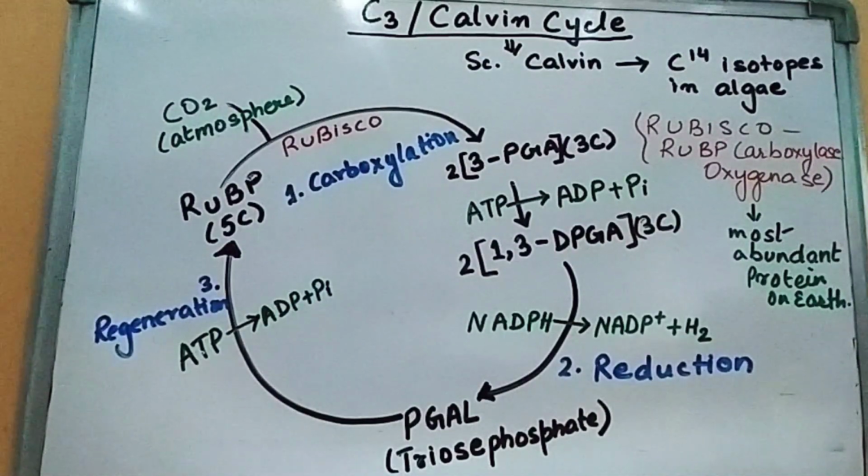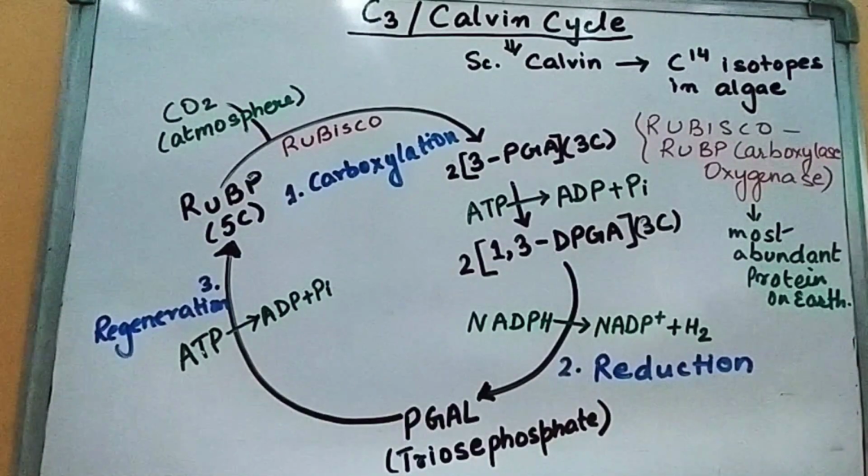Now there are a number of cycles, C3, C4, then CAM, but ultimately the main cycle is the C3 cycle that takes place in higher plants for the process of photosynthesis to evolve glucose. The cycle was named C3 because the first stable product formed in this process is a 3-carbon compound, that is PGA.